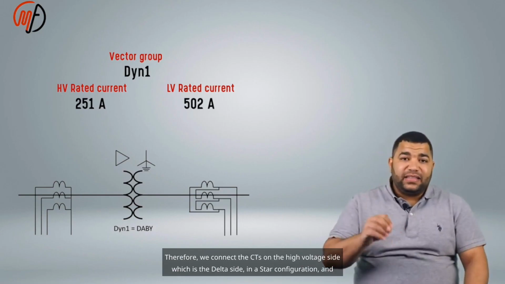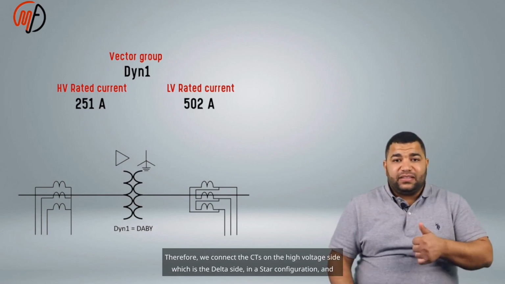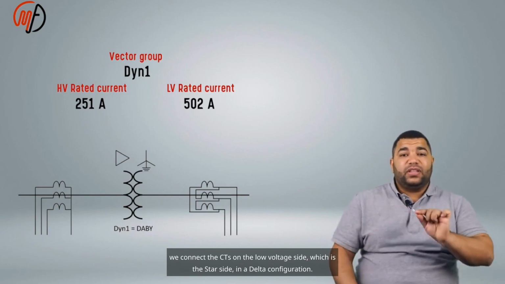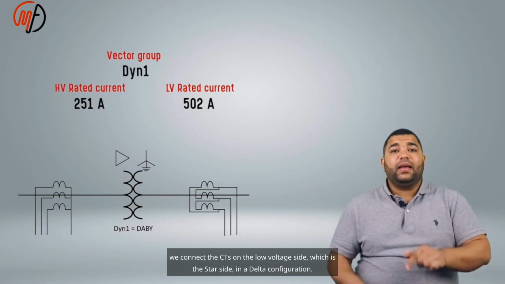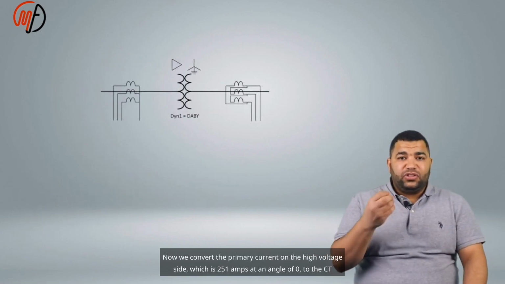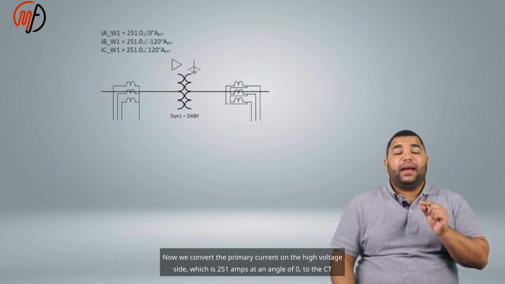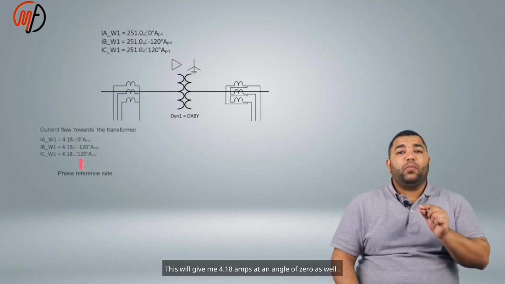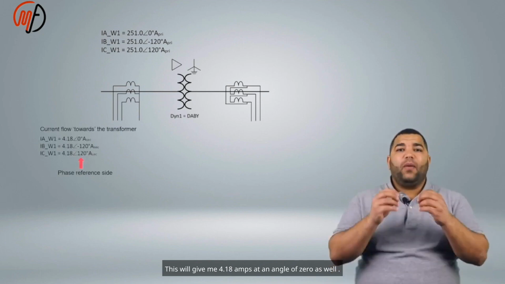Therefore, we connect the CTs on the high voltage side, which is the delta side, in a star configuration, and we connect the CTs on the low voltage side, which is the star side, in a delta configuration. Now we convert primary current on the high voltage side, which is 251 amps at an angle of 0, to the CT secondary. This will give me 4.18 amps at an angle of 0 as well.